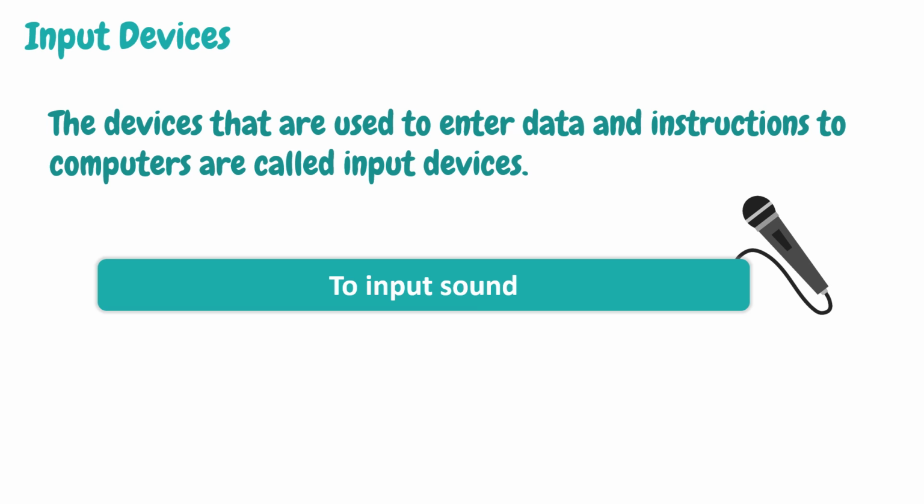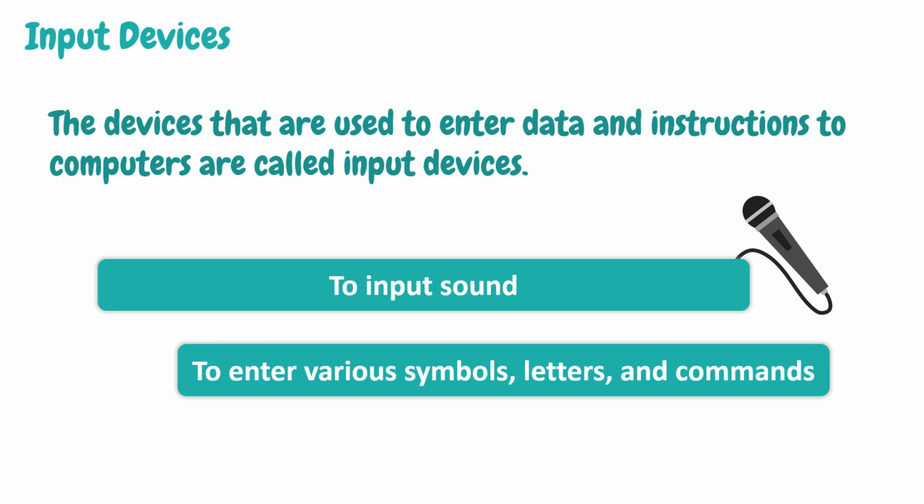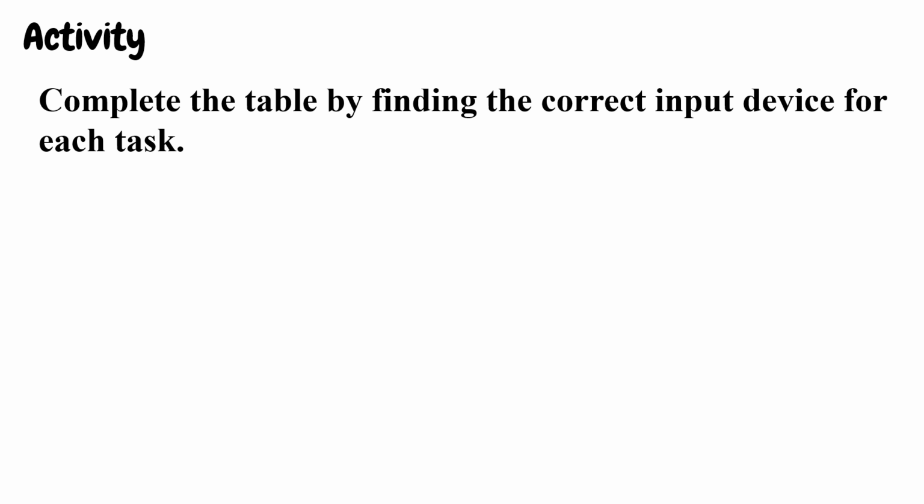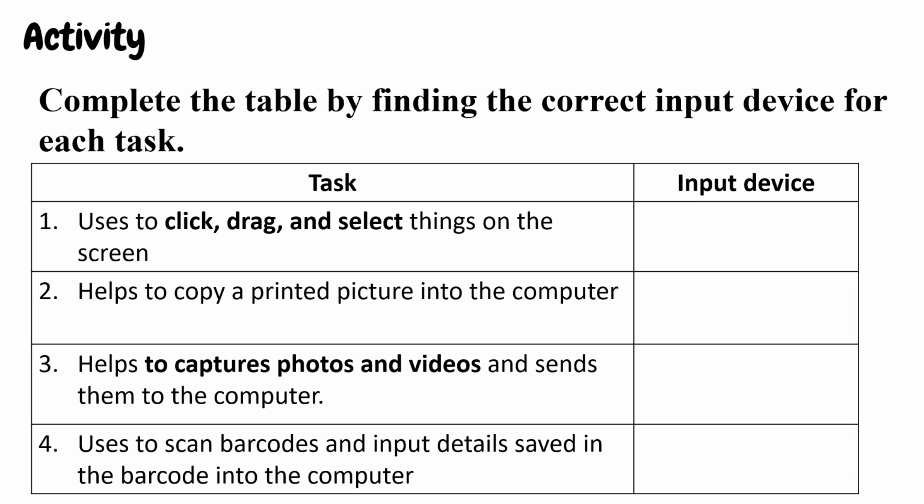We use one device to type letters, numbers and symbols. What is that? Good, keyboard. Now let's do an activity. I have given you some task and you need to find which input device is used for each task. First one, used to click, drag and select things on the screen. What is that? Good, mouse.